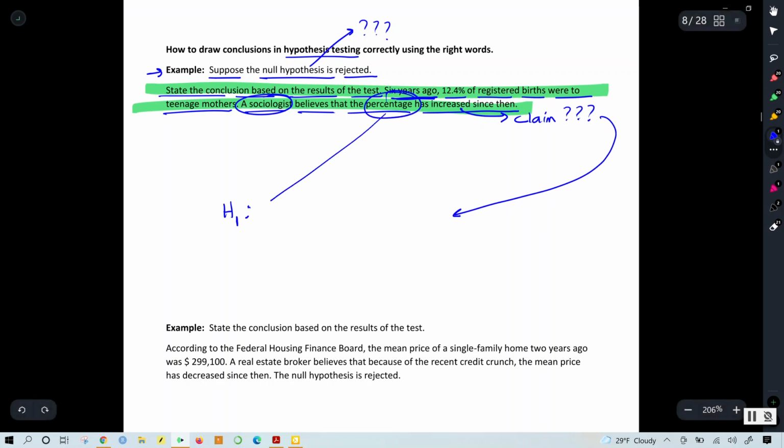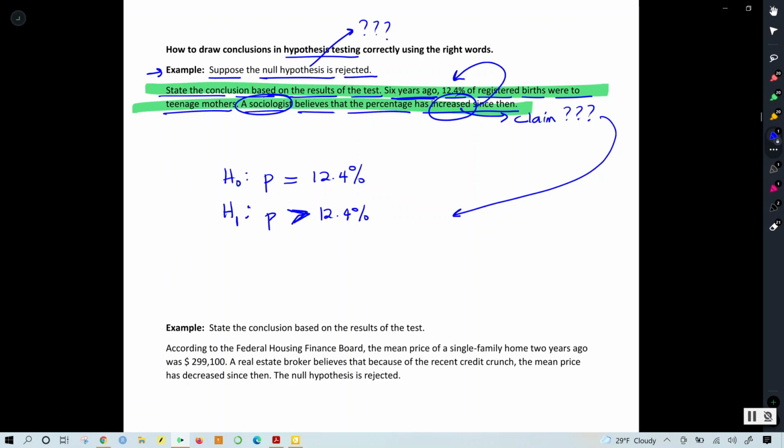The percentage P has increased. Increased would mean it has become greater than what it was before, which is 12.4%. Okay, so if I've set up the alternative, then it is easy in this case to state that the null hypothesis must have been that it was formerly existing as 12.4%.